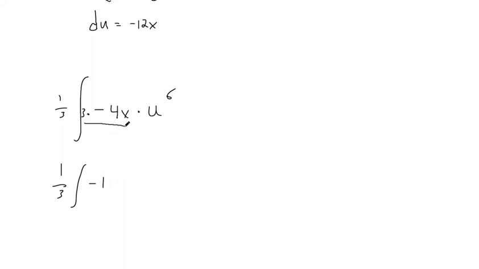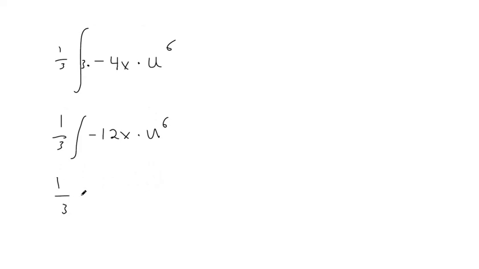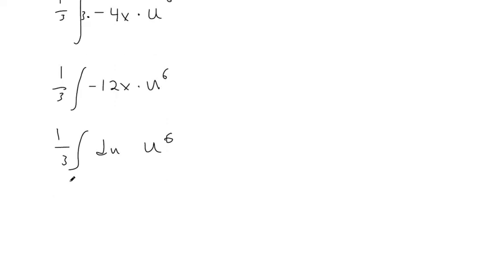So that's minus 12x in here. Here, I'll write it out. So that is du. And we usually put the variable of integration after, so I'll rewrite it like this. Okay, there we go. So now we can find an antiderivative.